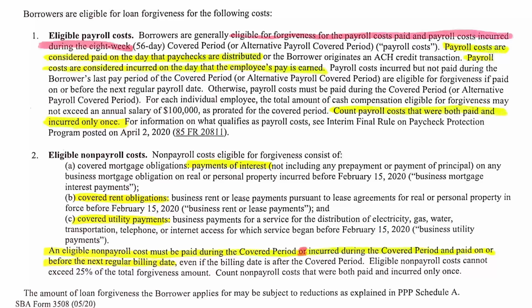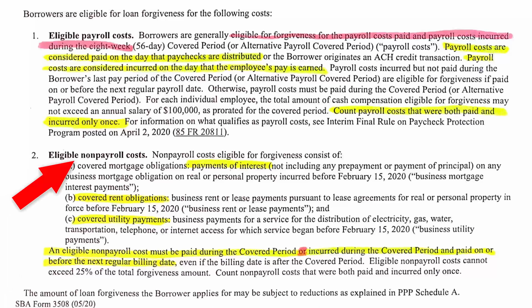I do think that's pretty clear, and I don't think that many people were wondering if they could just give the entire year's salary up front to get forgiveness. But if you were, well, unfortunately you can't. So it's incurred and paid. Now the next line that I want to read here is count payroll costs that were both paid and incurred only once. So they have to go through that extra clarification that you can't double dip. So it's paid and incurred, not paid plus incurred.